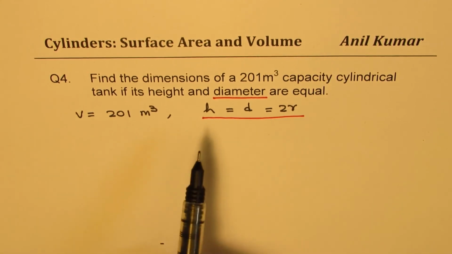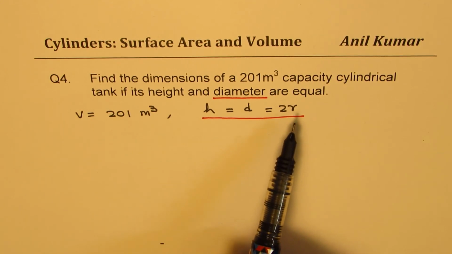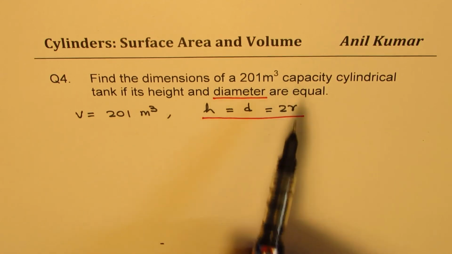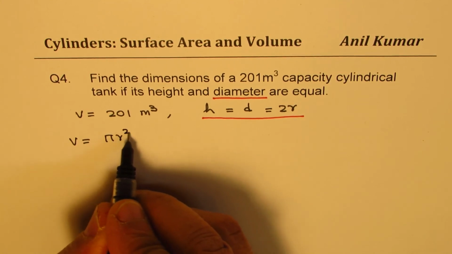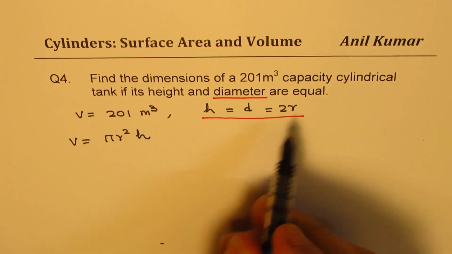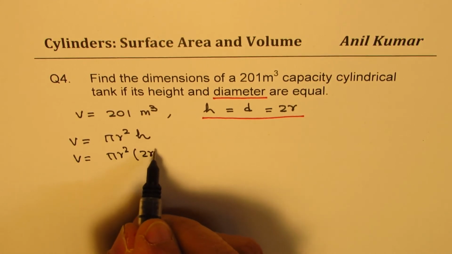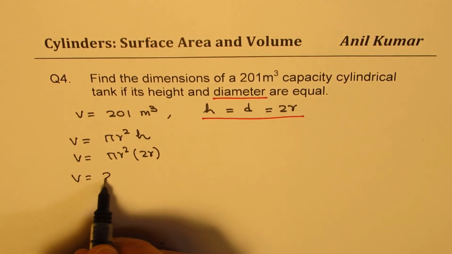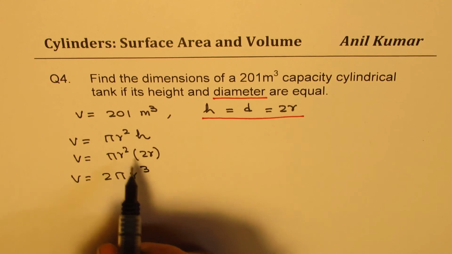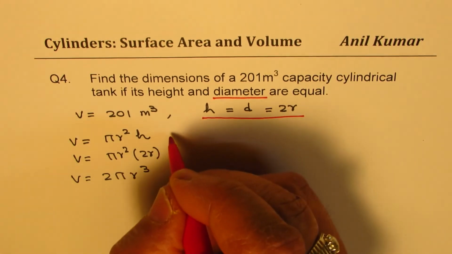So what we are saying here is that height is equal to diameter. That means height is equal to twice radius. You need to find the dimensions. Now the formula is volume is pi r square h. Now if height is 2 radius, then we will write this as pi r square times 2r, correct? That is what will make a change. So volume will be 2 pi r cube when you multiply r square with r. Now we can substitute the value of the volume and find the radius, right?